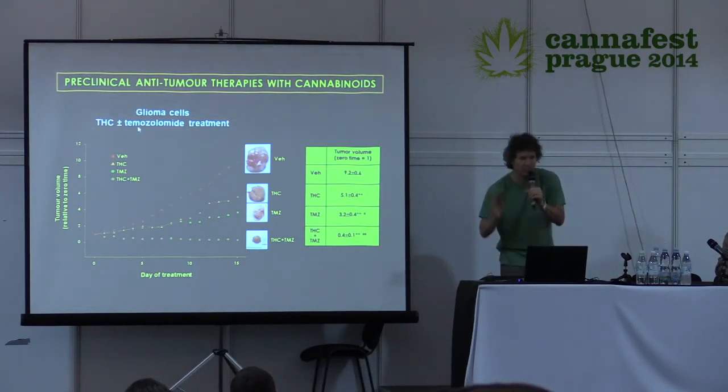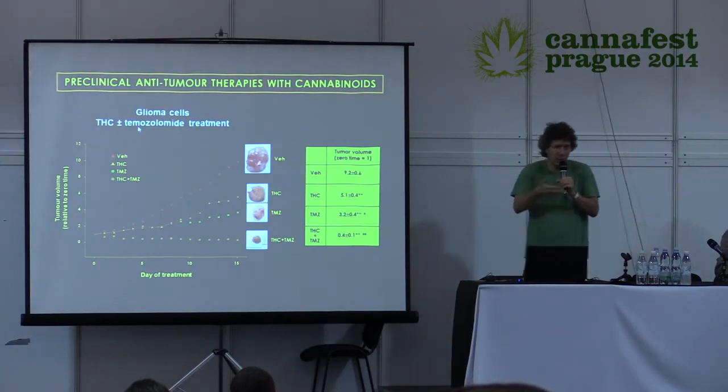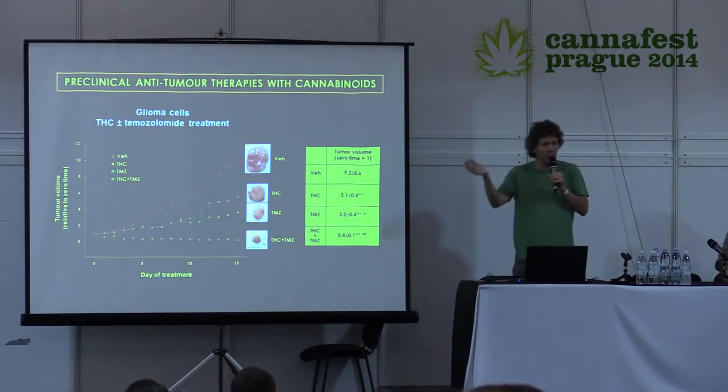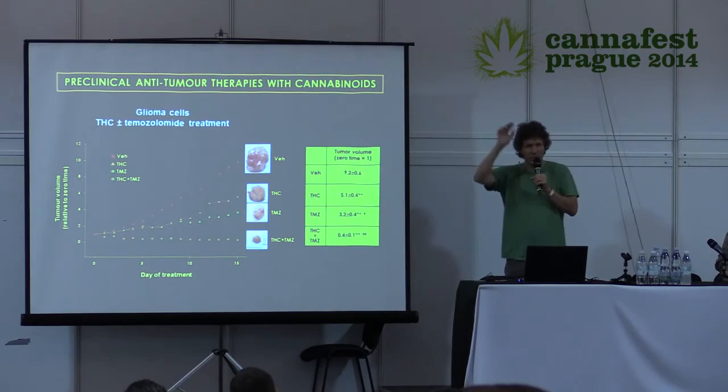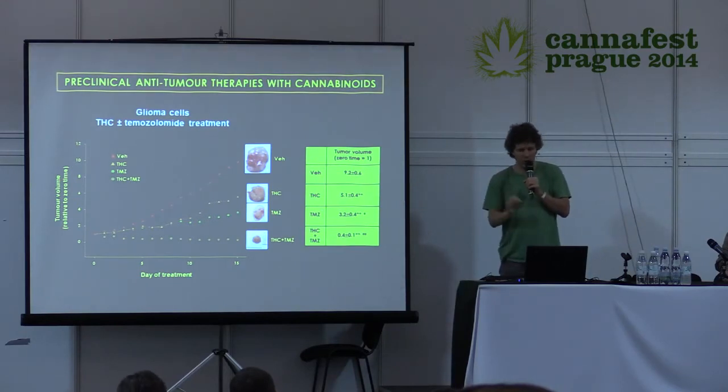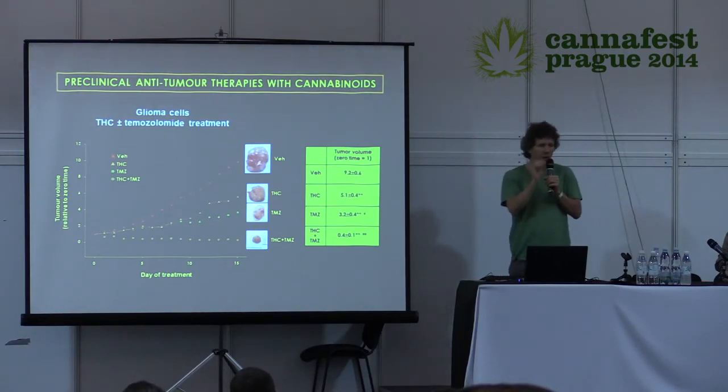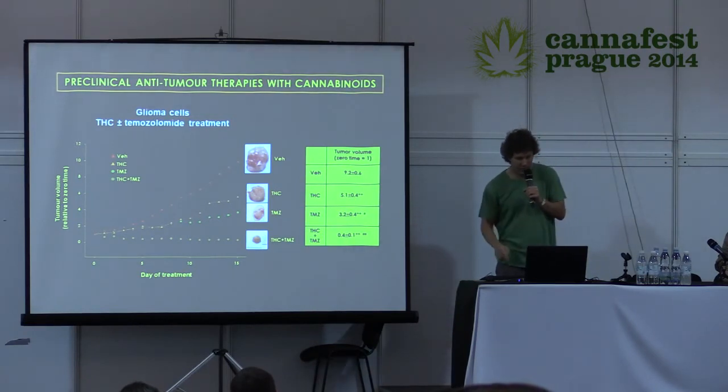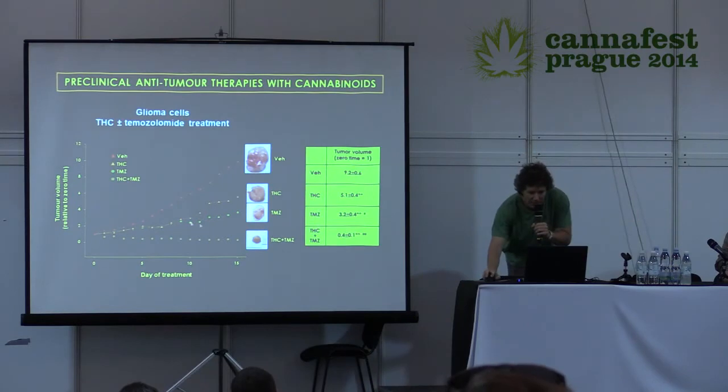This is a chemotherapeutic drug that is used nowadays everywhere in the world, in Spain, in Czech Republic, everywhere you go, neuro-oncologists use this drug. It's the only one that can do a little bit to prolong the life expectancy of these patients. So what happens in mice when we give them THC?